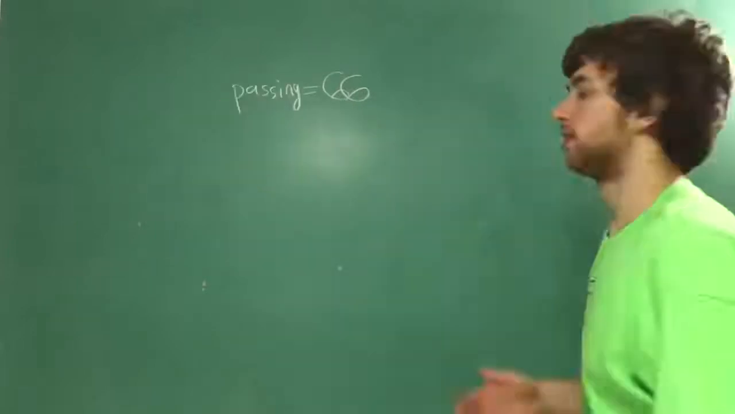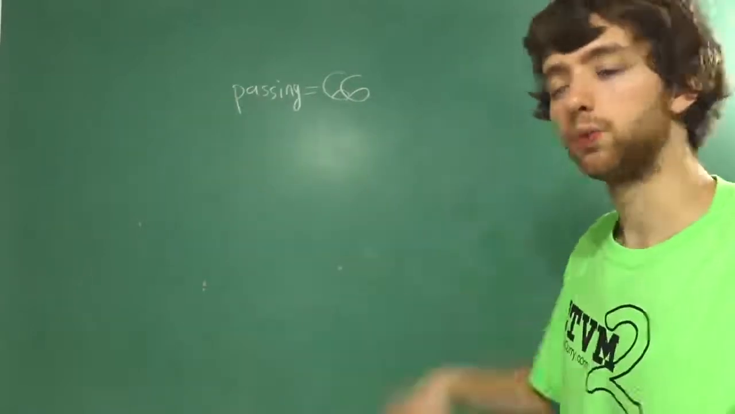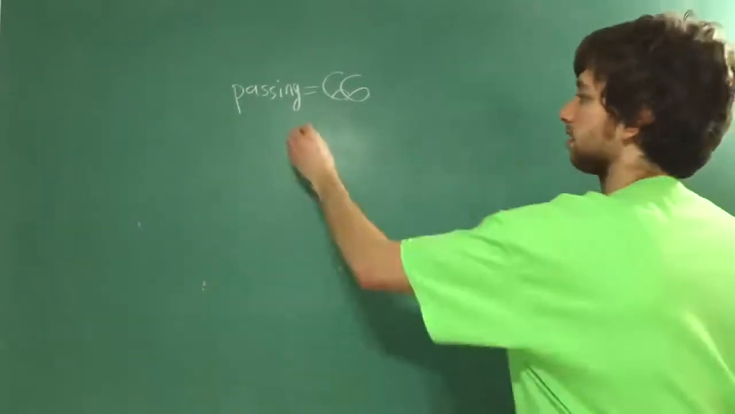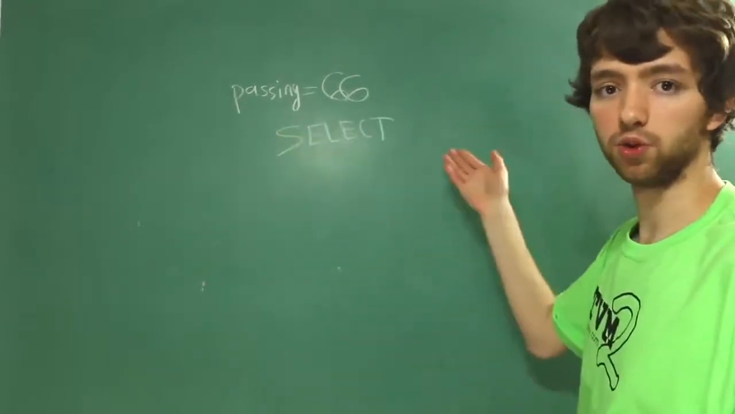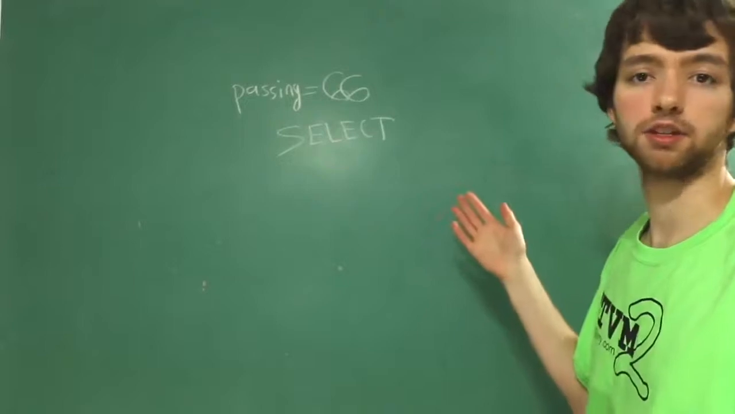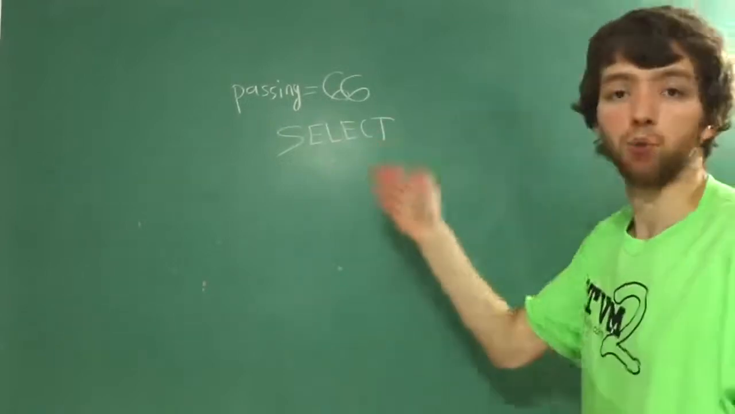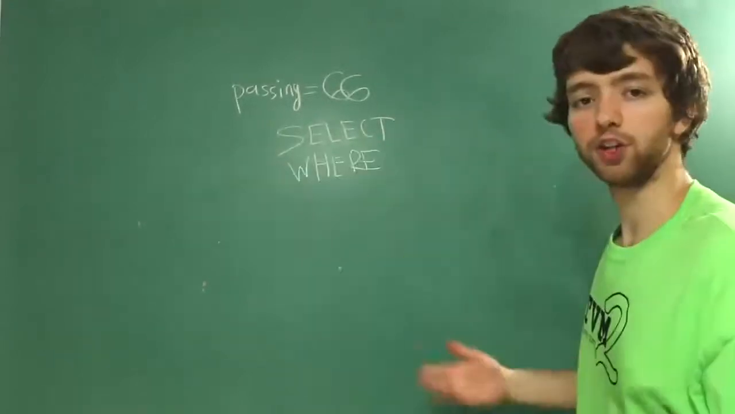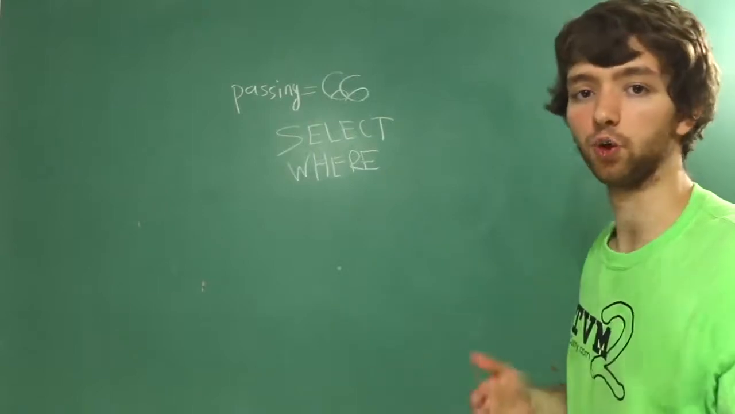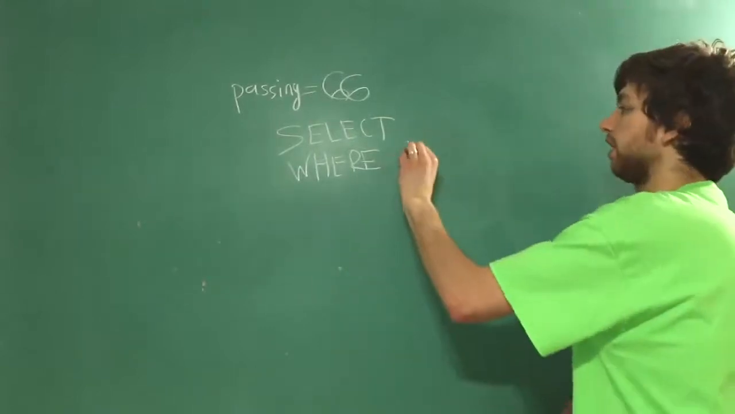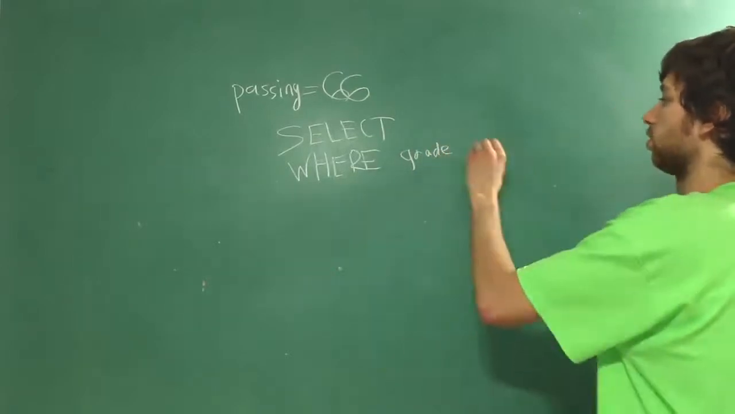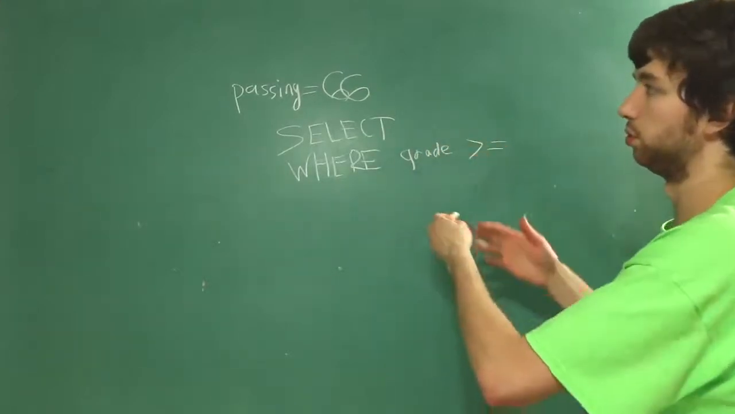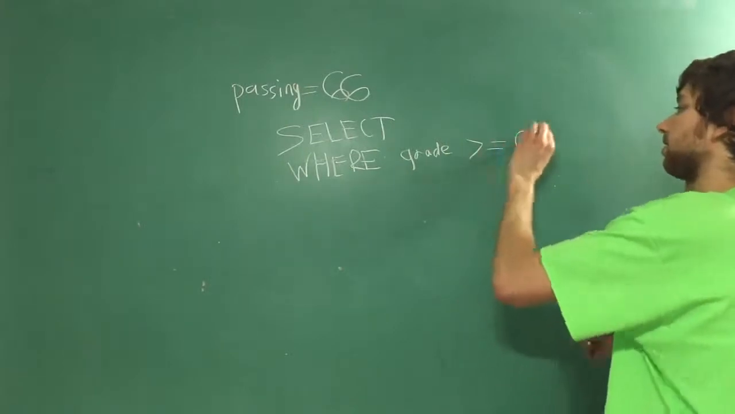passing. Now, in our SQL, we could do something like select, then you could say something like all of the students' first and last names. And then you could put a where clause. Then all you got to do is take the column for their grade, probably named grade, and do something like greater than or equal to 66.